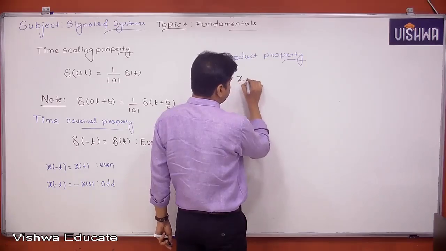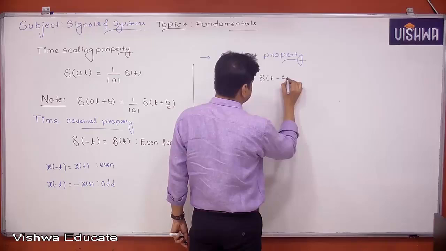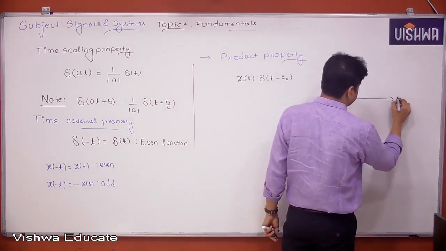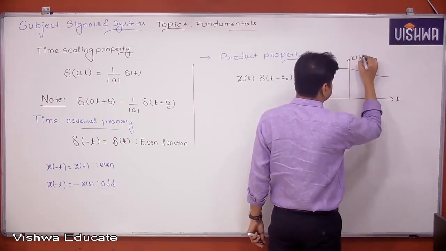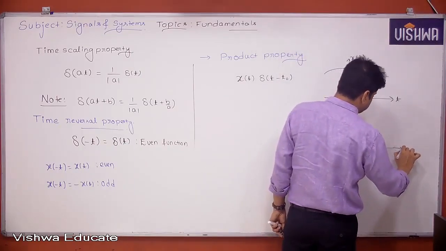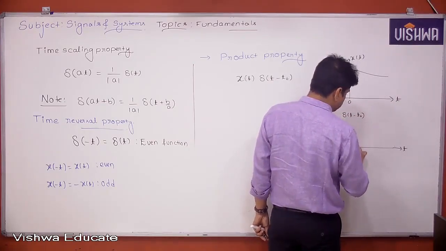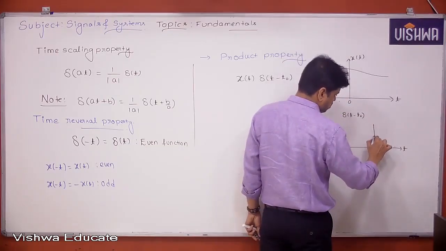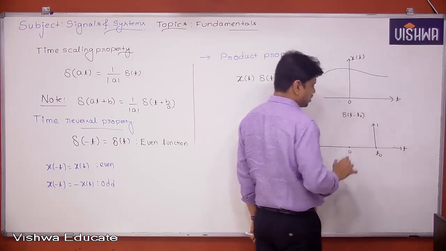any signal x of t multiplied with delta of t minus t naught. If you observe carefully, if I take arbitrarily a signal x of t, which is like this, and I take delta of t minus t naught, which is not existing at 0 but is existing at t naught, whose amplitude is infinity but its area is equal to 1.